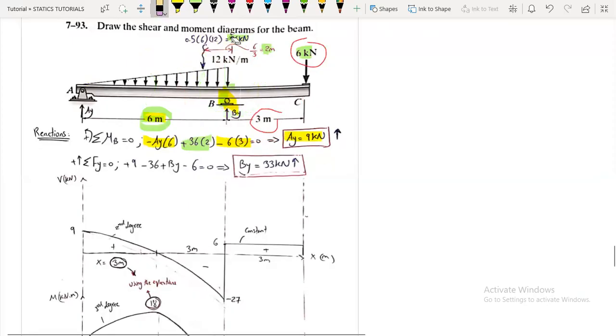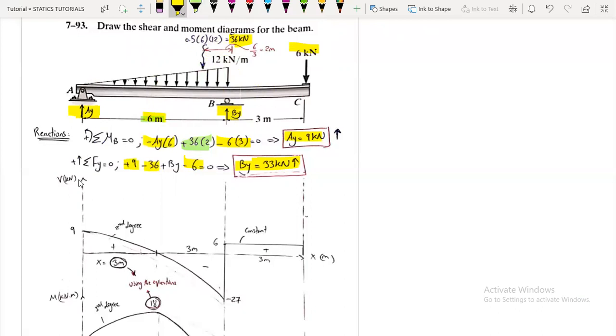Now, taking the summation of forces in the y direction, we have plus 9, which is the value of the reaction at A, the y component, minus 36, it's acting downwards, plus By, which is the unknown, minus 6 equals 0, and we will get the reaction at B. Now we are ready to draw the shear and moment diagram.